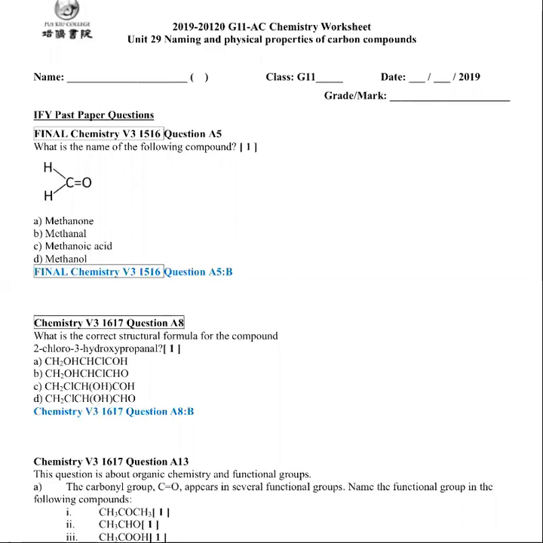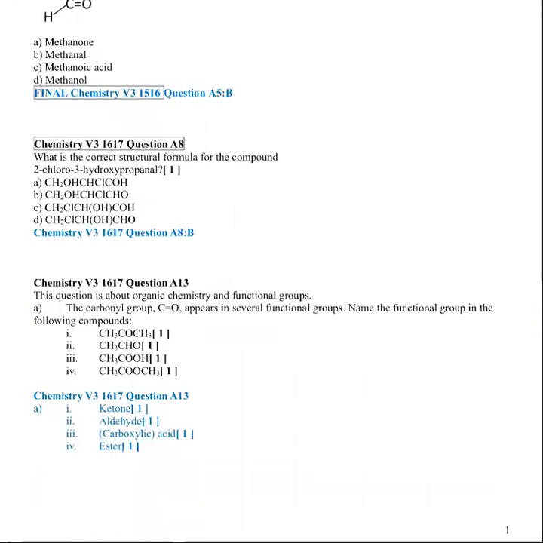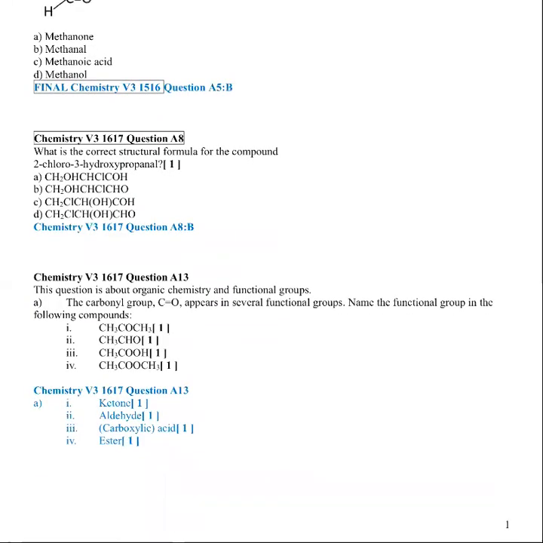First question, so that's, okay. So for the first part, that's aldehyde. If you see hydrogen attached to that carbonyl group, right, then it will be aldehyde. Okay, and then for the second one, what is the correct structure formula for the compound 2-chloro-3-hydroxyl propanol? Okay, so for this one, first we find out the main part.